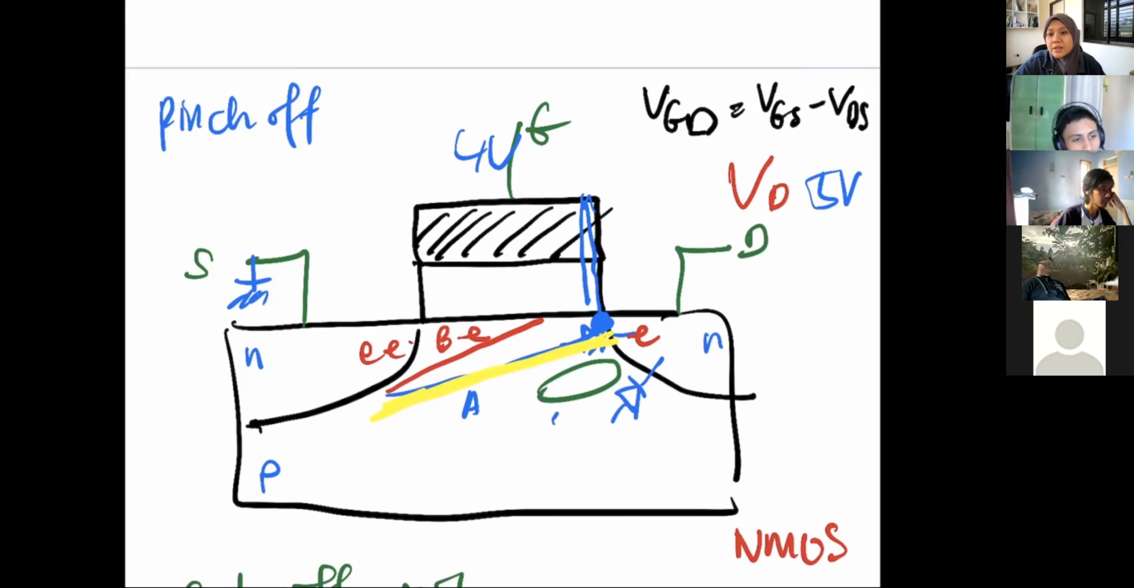Tapi dia depletion region ni taklah dia punya insulator tu tak seteruk apa nama ni, the oxide layer. Oxide layer memang you can it's like the band gap is very big. Tapi depletion region you can still tunnel or go through. Dia tak sebesar band gap dia as insulator tu. Tapi konsep dia sama. Okay, ada soalan lagi?